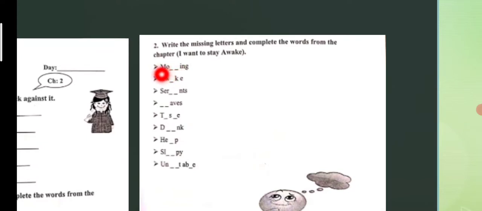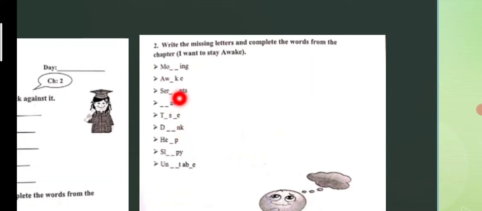So the first word is MO-ING. What will it be? As you remember, we read one morning the emperor called the doctor, right? So it's morning. Next is A-A-E. I am so sure that you have guessed it. Yes, this is the right word, awake. Next is sir dash. क्या होगा? Sir and क्या होगा? Yes, servants.